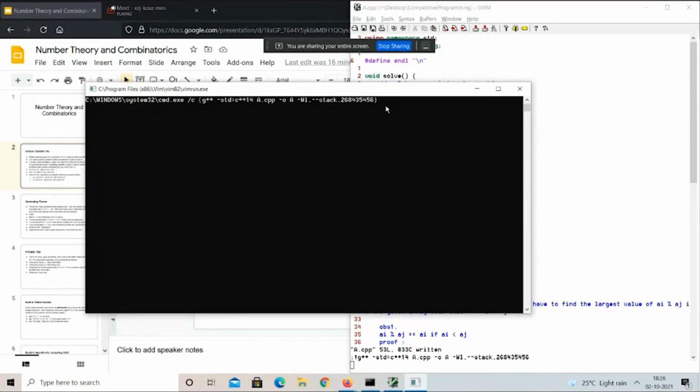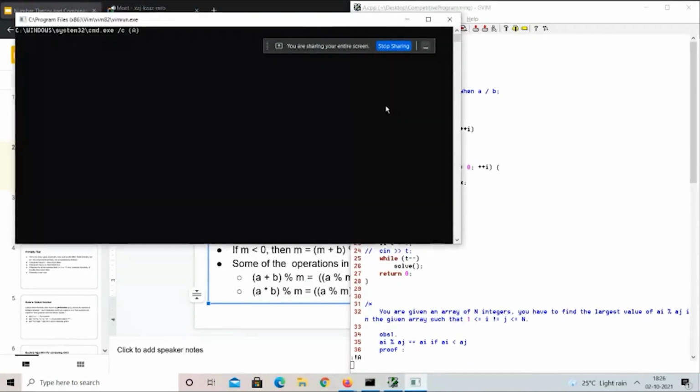Let's compile this code. Now let's run this code. So I'll just take 5 numbers. As I said, 4 modulo 5 will be the answer over here.